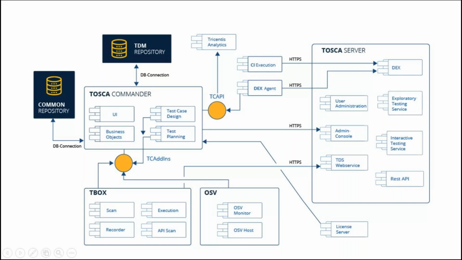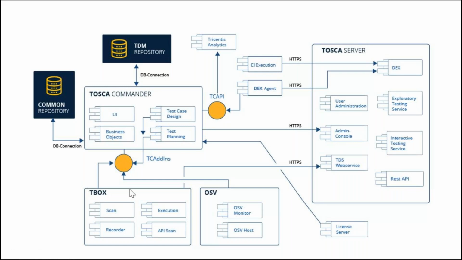Many people will not get it if you are not familiar with the terminologies of Tosca. I understand that. Don't try to overthink it either. Just think that this is Tosca Commander. These are the components inside the Commander, like test case design, business object, whatever it is. And then there is a Tosca server, where it handles the agents and the distributed execution, and many other things as well. Then it has a T-box. T-box is a framework, an engine type that has been used with Tosca.